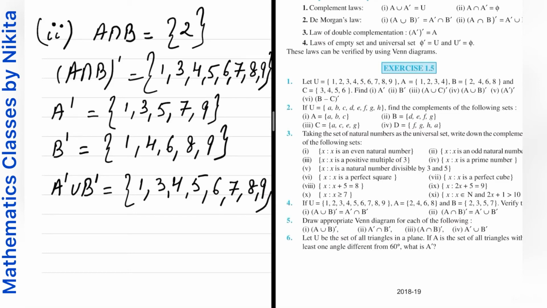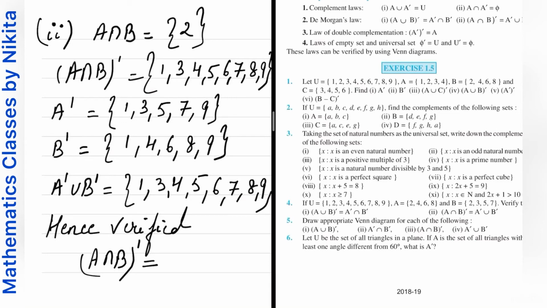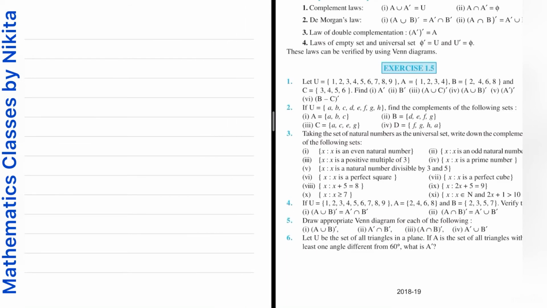You can see that both are equal. Left hand side is equal to right hand side. So hence verified that A intersection B whole complement is equal to A complement union B complement. Next, let us see the next question.